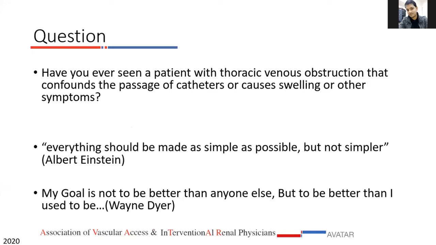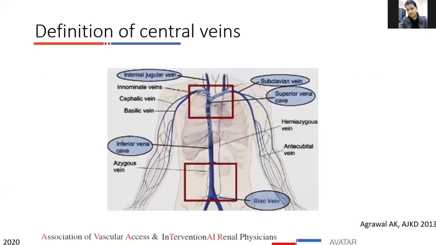So we start with a question. Have you ever seen a patient with thoracic venous obstruction that confounds the passage of a catheter or causes swelling or other symptoms? The obvious answer is yes. All of us have had such cases, in the beginning or even now, when you attempt to put in a temporary catheter and suddenly you find that the guidewire is getting obstructed, and subsequently you find that there is a central venous stenosis. That's a very, very common occurrence.